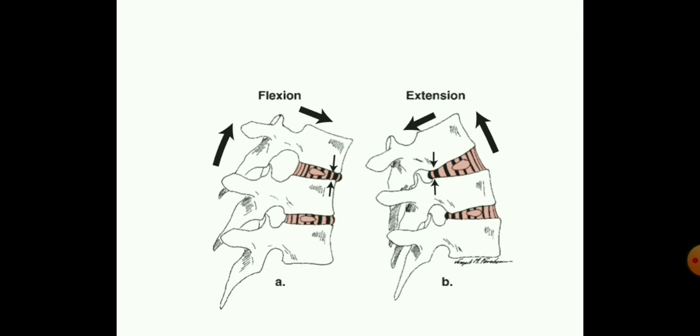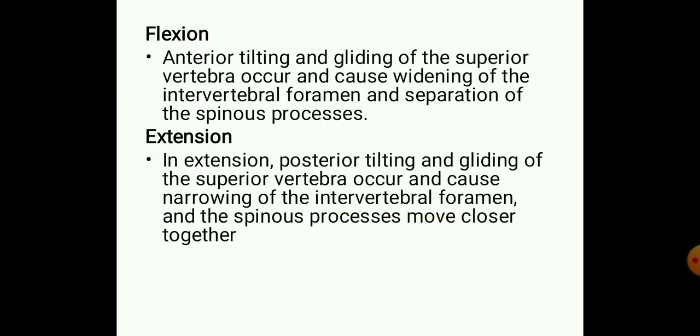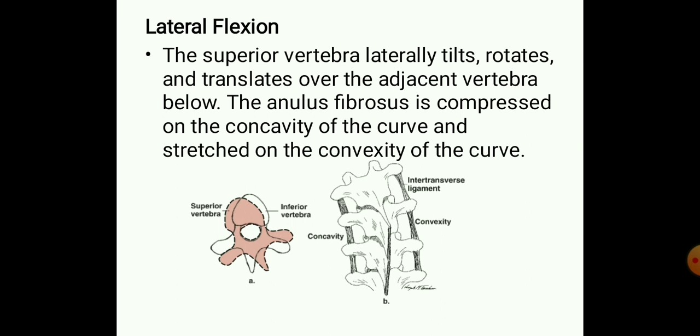What happens during extension? The opposite of flexion. There will be posterior tilting and posterior gliding. The spinous processes will come together, and the space in the vertebral foramen narrows. So there will be a narrowing of the vertebral foramen and the spinous processes come together.